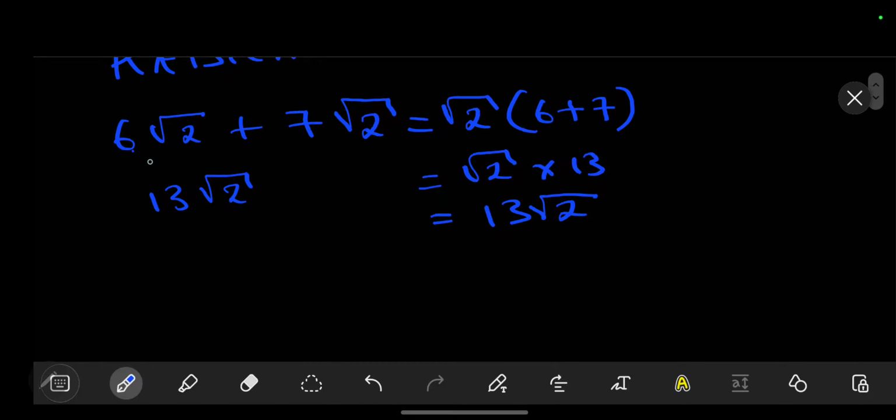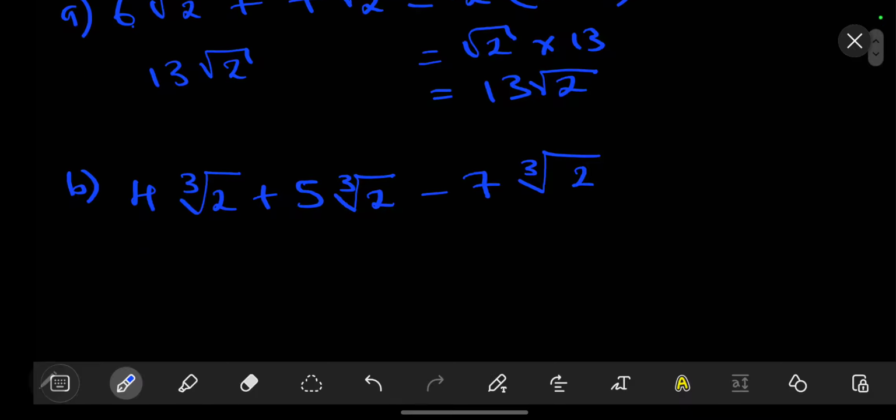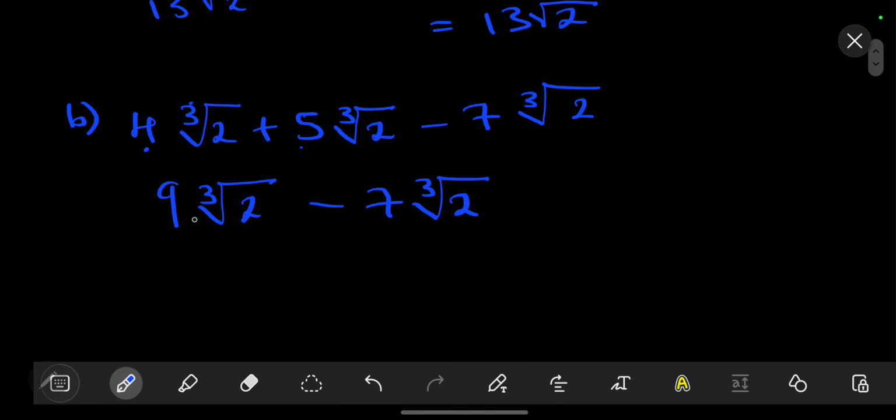Let's say for our B we have 3 cube root of 2 plus 5 cube root of 2, then we have minus 7 cube root of 2. So what we are going to do is just do the needful. We have 4 plus 5, this gives us 9. So we can write 9 cube root of 2. So we just take one of these. Then we have minus 7 cube root of 2. So we are going to have 9 minus 7, which will be 2 cube root of 2, like that. So that is how we go about that one.